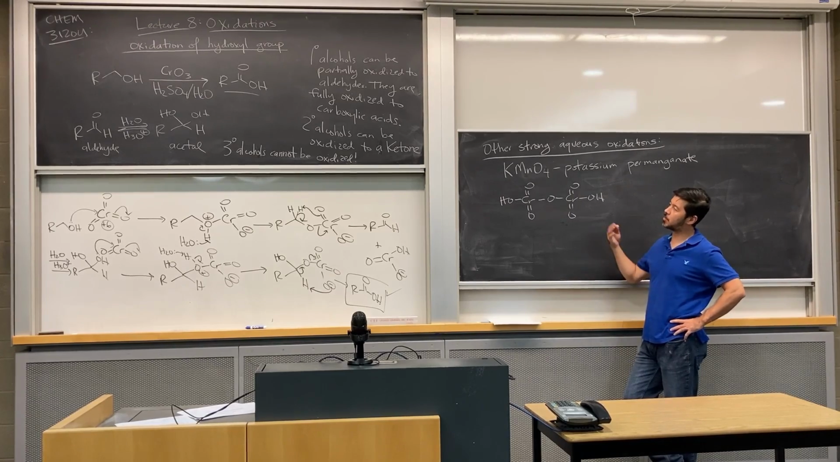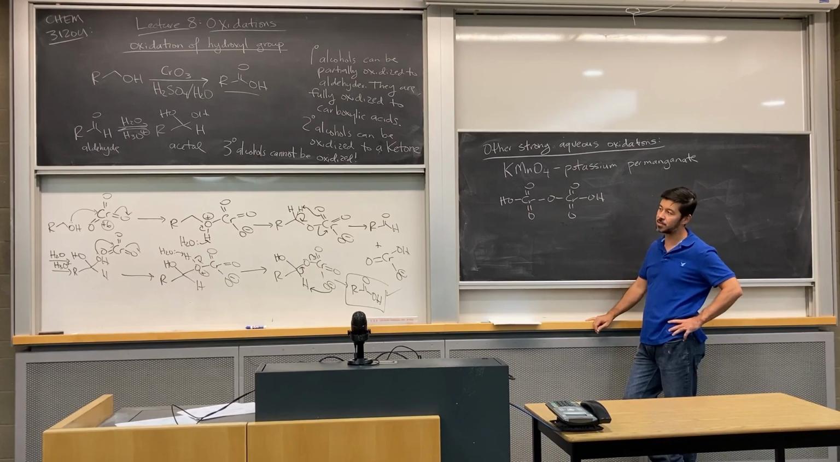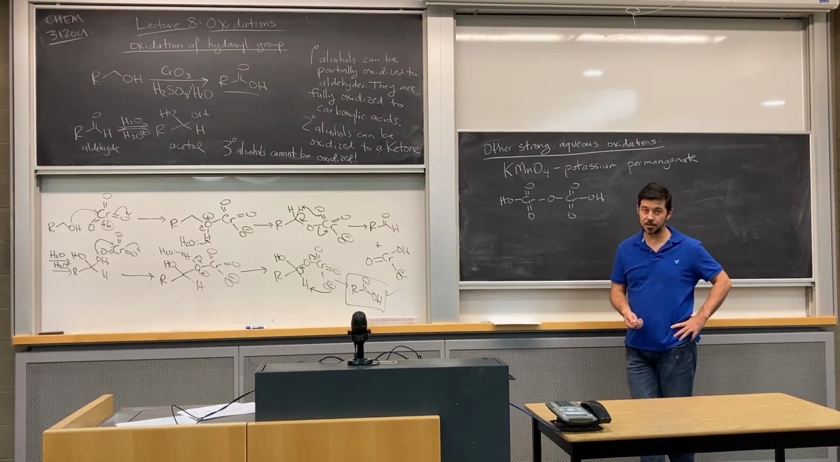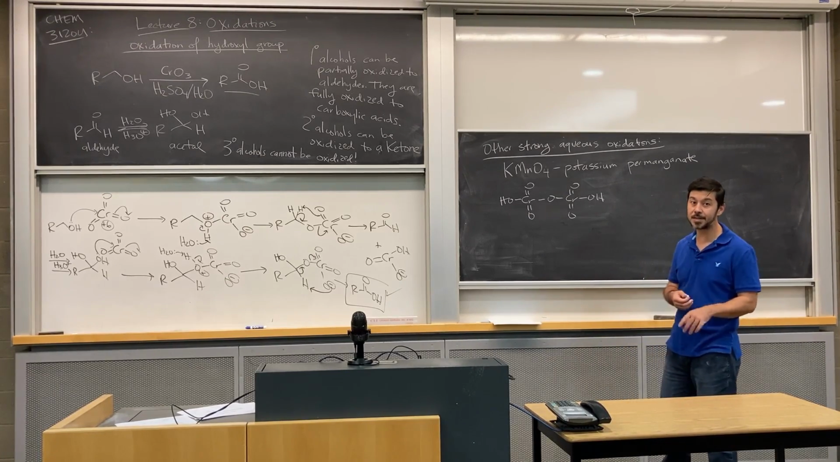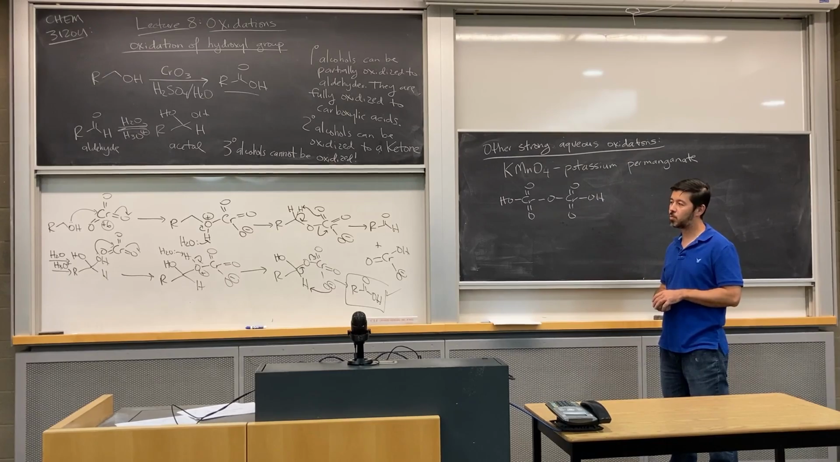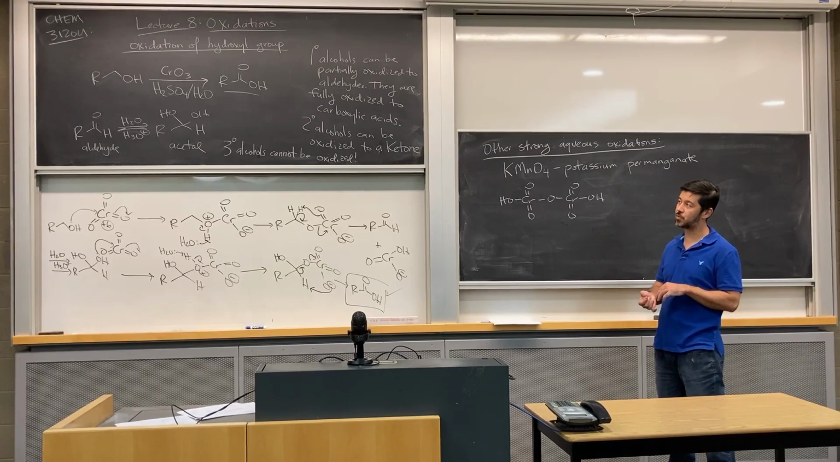Now, a couple things I want to point out about chromium. Chromium in this oxidation state, 6, is actually very toxic. It's a potent mutagen. It is so strong that it will actually oxidize your DNA, particularly guanine. And then what happens is that this can result in mutations and can alter the genetic code. So it's a potent mutagen. And furthermore, if you're doing this, you have to use strong acid. So you have to be careful with that, of course.